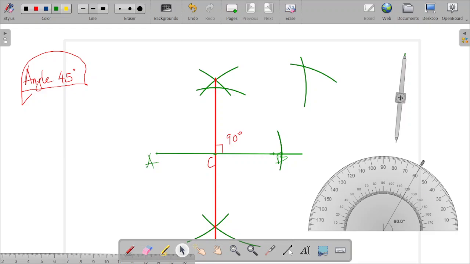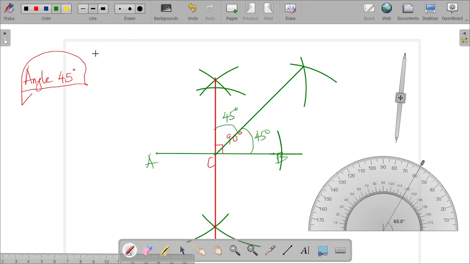So now I'm going to join this point where this arc meets, join that point to the center of your construction, just like so, like this. So now I have bisected 90 degrees. So what I have here is obviously 45. This is 45 degrees. These are another 45 degrees over here. So 45 and 45, that's 90. So this is how to construct angle 45 degrees.